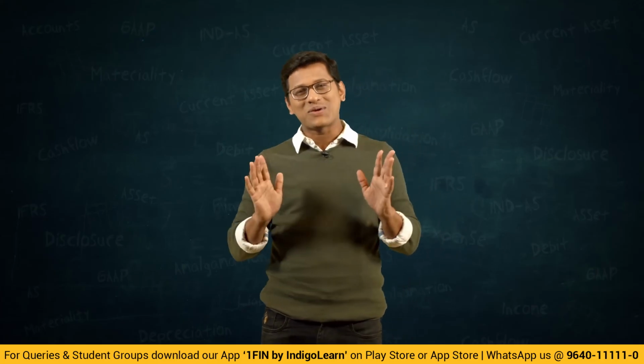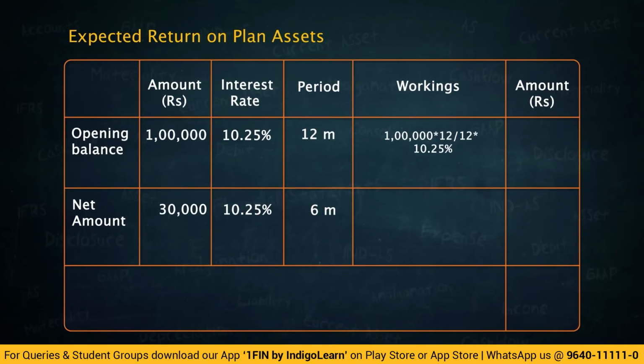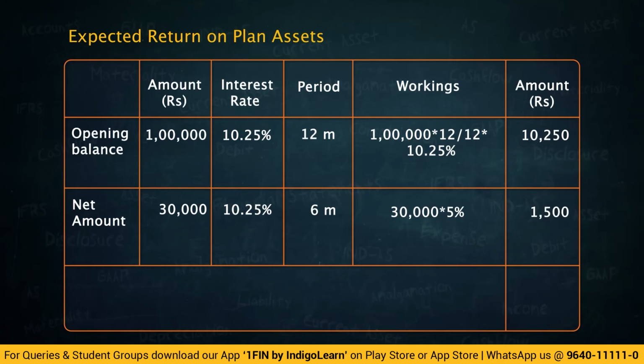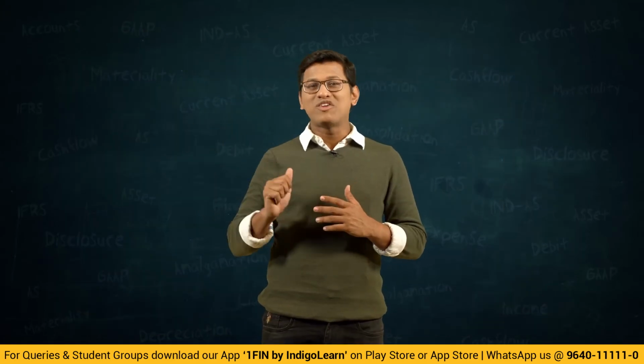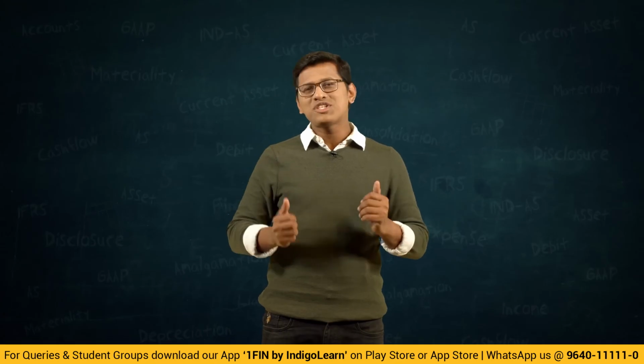So now let us look at the calculation. 1 lakh into 12 by 12 into 10.25%, which will be 10,250, plus 30,000 into 5%. 30,000 into 5%, we understood the calculation. So that comes to 1,500. So total expected return on plan assets is 11,750. Friends, we expected 11,750 of return. But actually how much did we get?